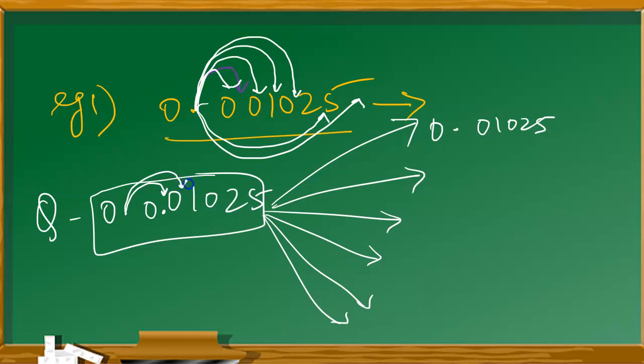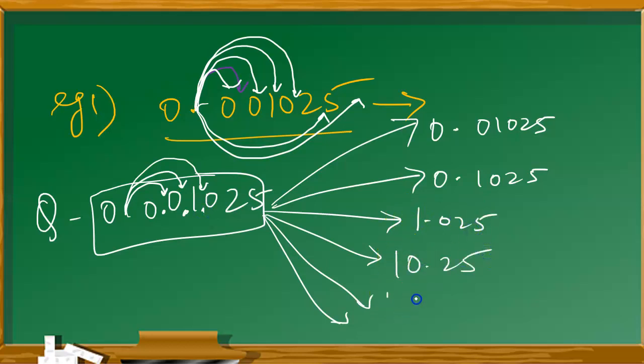The second way is to shift the decimal here. So this will become 0.1025. Similarly, next you shift the decimal to the third place, and that will become 1.025. Next will be 10.25. Next will be 102.5. Next will be 1025 point something, 0 obviously.